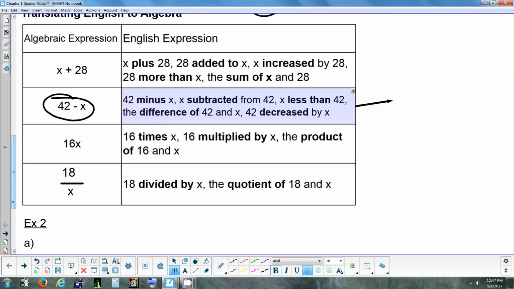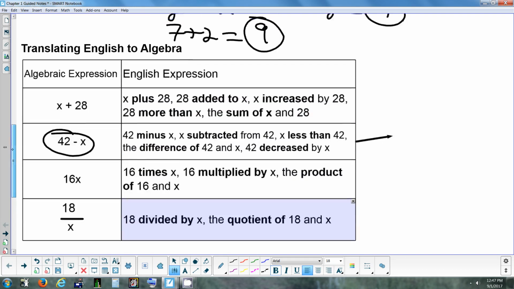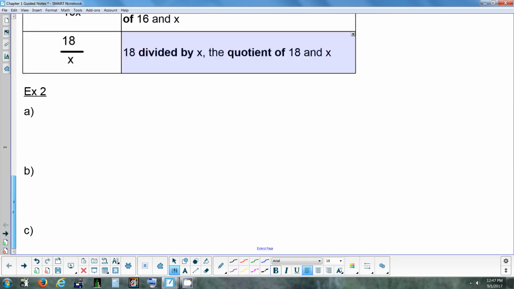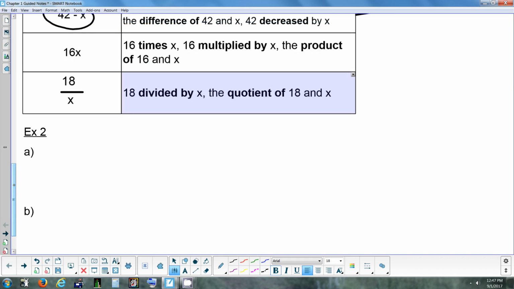Different ways to write multiplication. Not as many: times, product, multiplied by. And then division. Some people forget this one, quotient. Quotient of 16 and x means, or 18 and x means to divide. And guys, for the multiplication one, if we asked you to represent 4 times a number, what would that expression look like? How would we write it? 4 times a number. Anybody have any idea? That's going to be our first example.